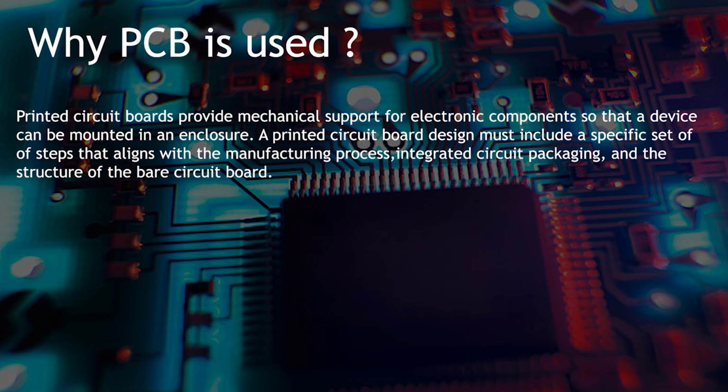Why is a PCB used? Printed circuit boards provide mechanical support for electronic components so that a device can be mounted in an enclosure. A printed circuit board design must include a specific set of steps that align with the manufacturing process, integrated circuit packaging, and the structure of the bare circuit board.